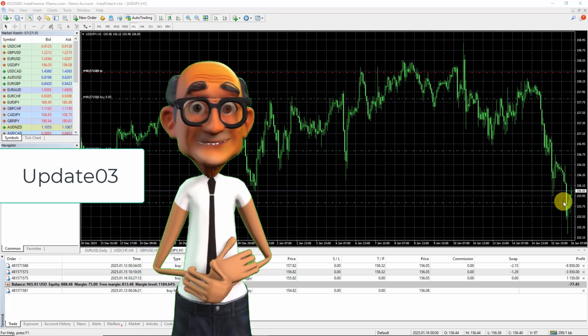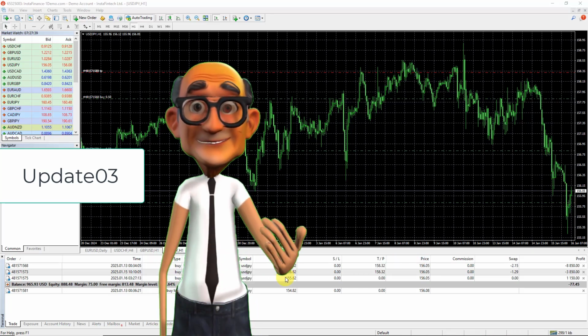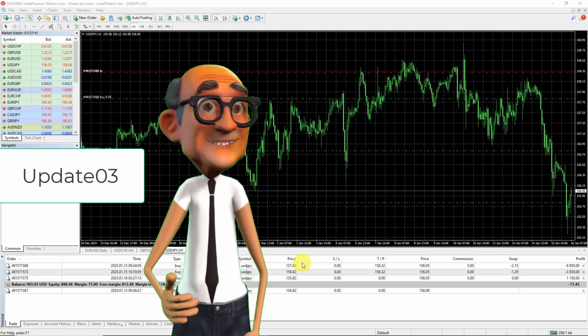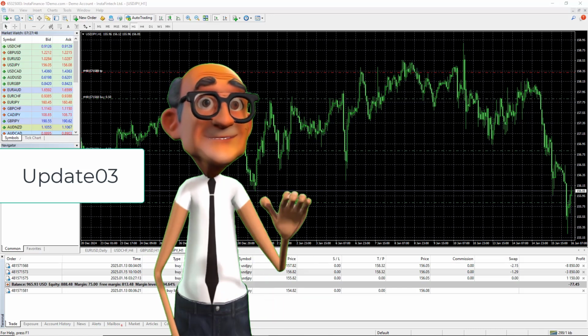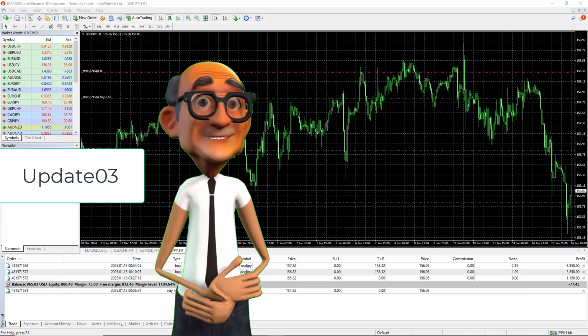Righto. Now, as you can see, I've opened up 3 trades. You can see I've got 1, 2, 3 trades open over here. So what I've got to do now is add all 3 of these together. Right, where is my calculator so we can add it all up? Right, let's have a look.